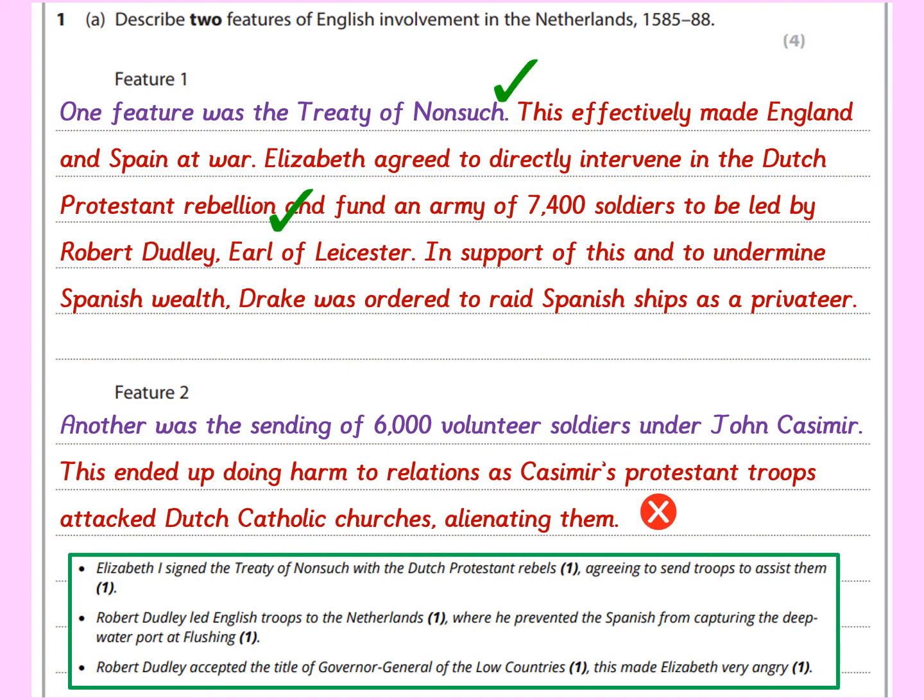Well, unfortunately not. It's all factually correct, but remind yourself of the question. Describe 2 features of English involvement in the Netherlands 1585 to 88. John Casimir was there in 1578. It falls outside of that date range and therefore would not be credited. So be really careful and read that question carefully, for goodness sake. So I'd still get 2 out of 4 for this, even though I didn't get the second feature, even though I also wasted a bit of time on it. So go for the first example rather than this one.